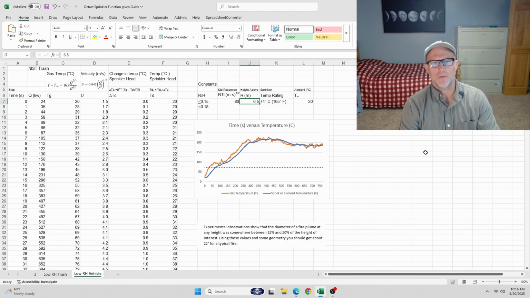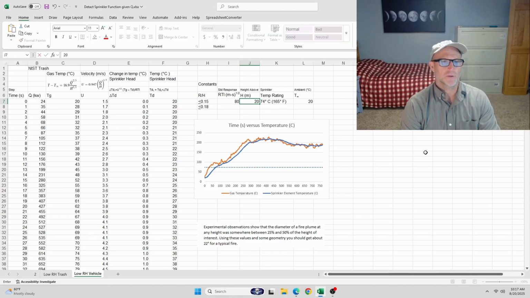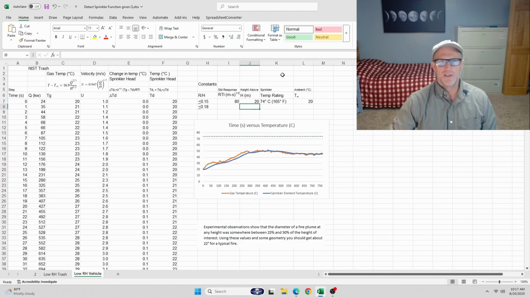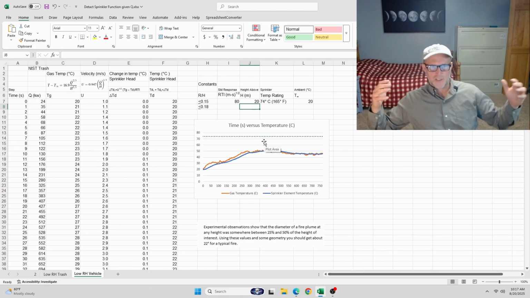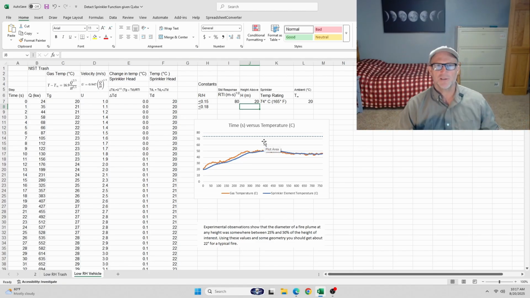What if you had a high bay on the order of, and there's a lot of high bays out there, but let's go 20 meters. Let's go 66 feet. You can see here that car fire, if you're in a standard response head, which this is, 165 degree rating, take a look at what we just did. I'm 66 feet above that fire. Those heads will never go off.